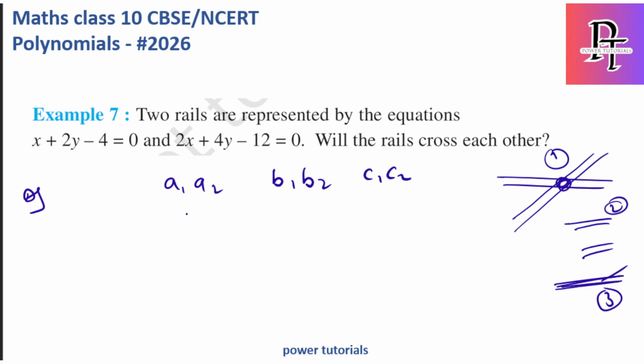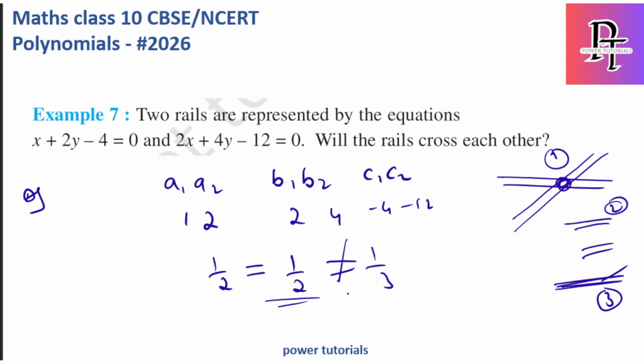So a1 by a2 is 1 by 2, b1 by b2 is 2 by 4, c1 by c2 is minus 4 by minus 12. So a1 by a2 becomes 1 by 2, b1 by b2 is 1 by 2, c1 by c2 is 1 by 3. a1 by a2 is equal to b1 by b2 and not equal to c1 by c2. If this is the case, then what is the condition? Lines are parallel. If lines are parallel, they will not cross each other.